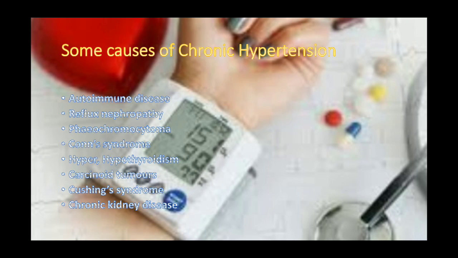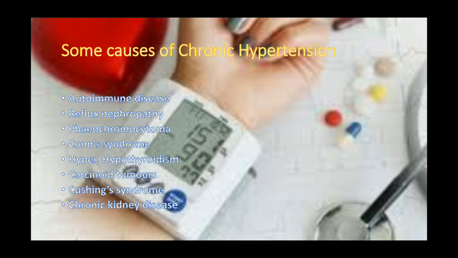Now we have a list of the causes of chronic hypertension. If we keep all these causes in our mind, only then can we take a proper history from the patient by ruling out each and every possibility, provided the patient has fulfilled the criteria of the proper definition of chronic hypertension, as we explained in the first slide.